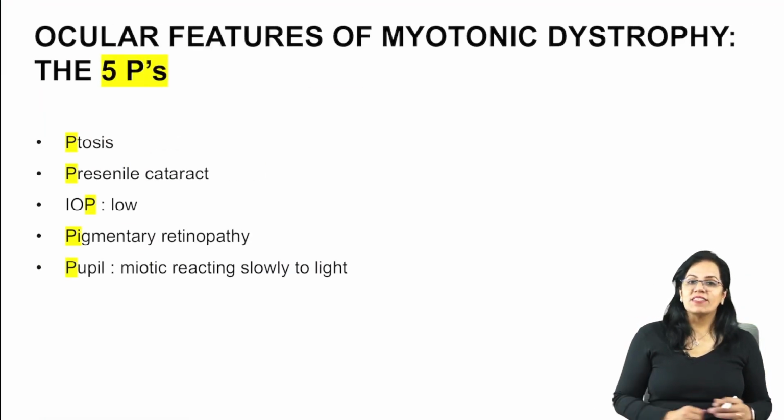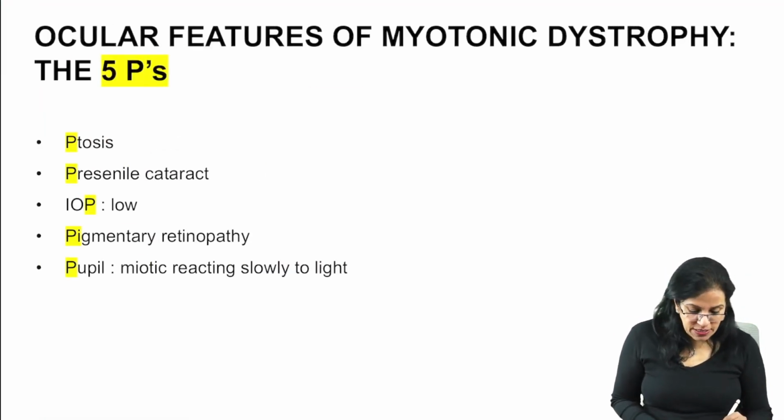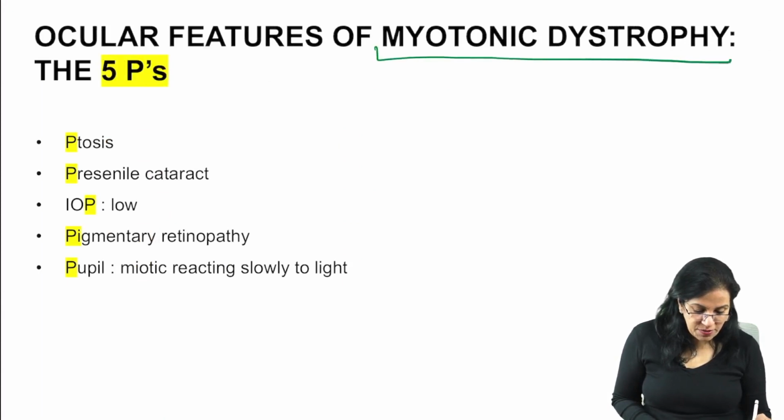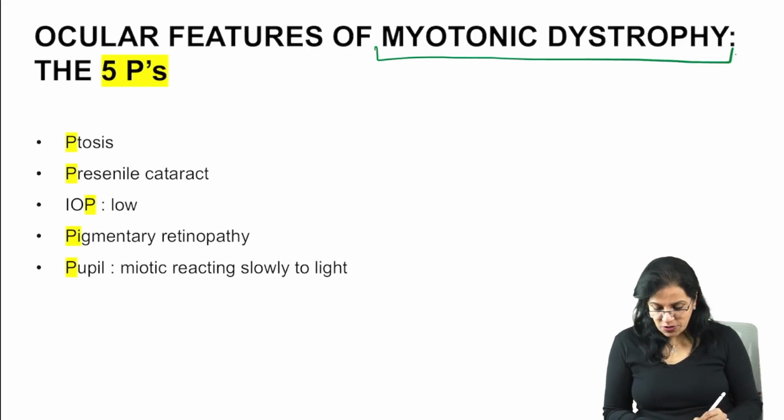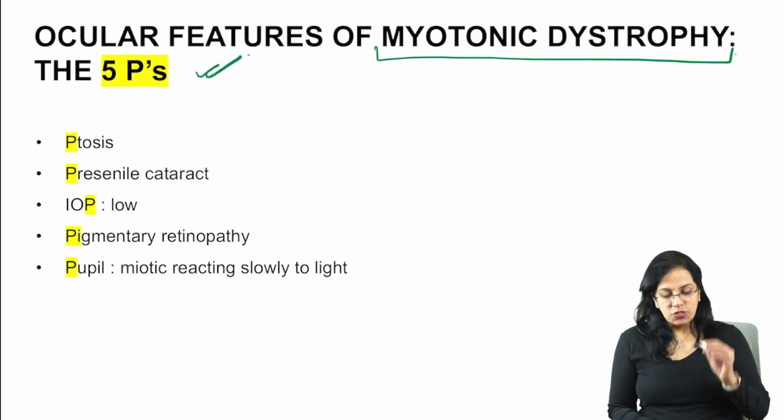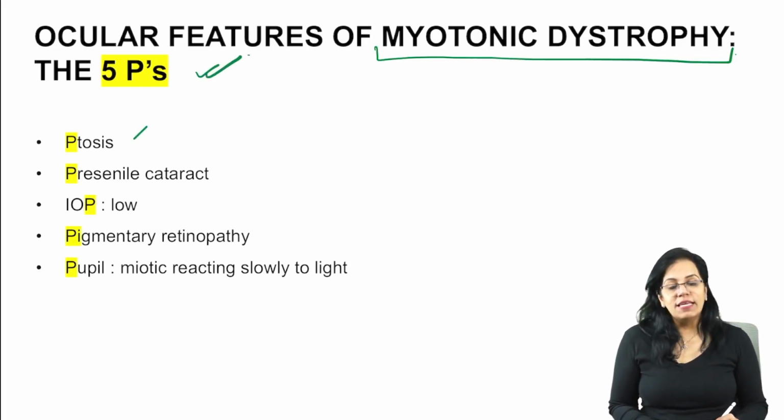Yes, myotonic dystrophy. So you all know myotonic dystrophy is a myopathy. You can read it more nicely in your medicine. From the ocular point of view, what are the ocular features we learn with 5 P's? And what are those 5 P's? One is ptosis as a part of myopathy. You can get ptosis. Number 1, pre-senile cataract.